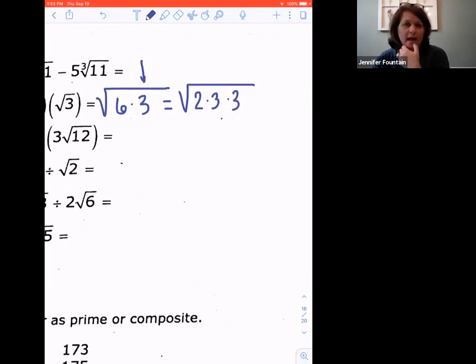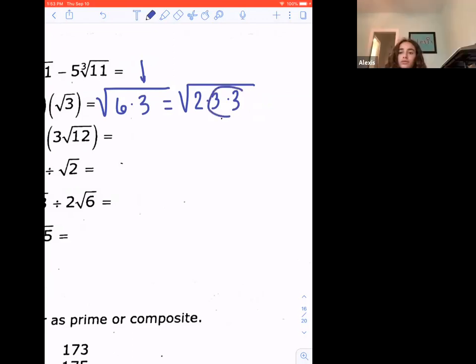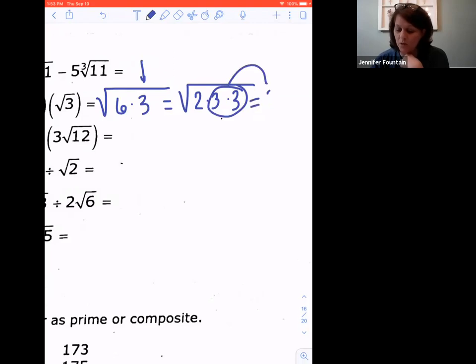So now, how many do I need to circle to make a buddy group? 2. So I get to circle those 2. So they come out as a whole number 3. And then what's left under the radical? 2. Very good. Thank you. You're welcome.